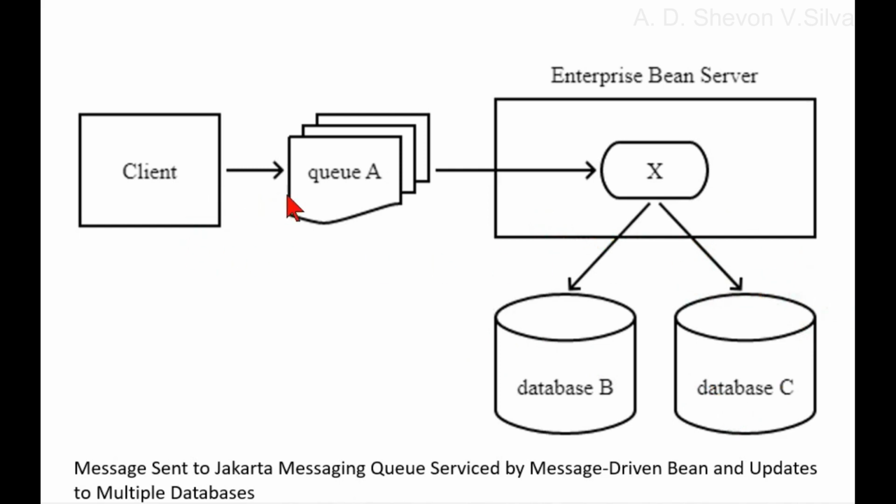Here the client is connected to the queue A and queue A is connected to X. X is in the enterprise bean server. X is connected to database B and database C.